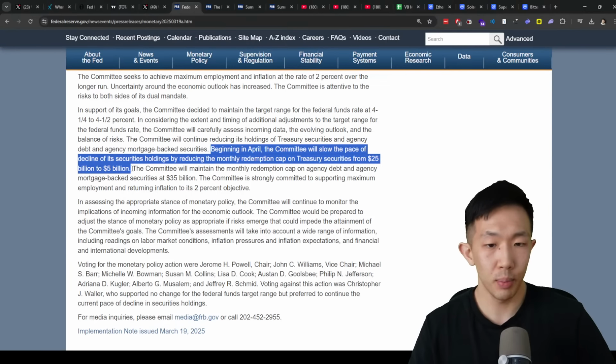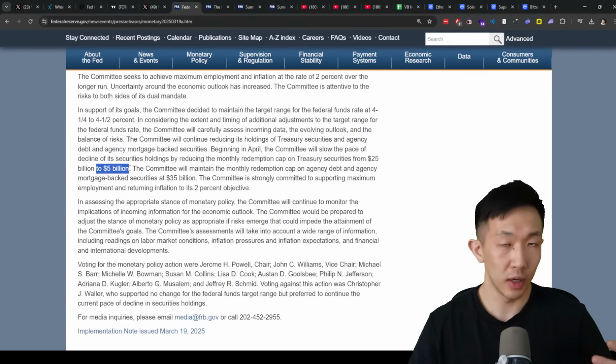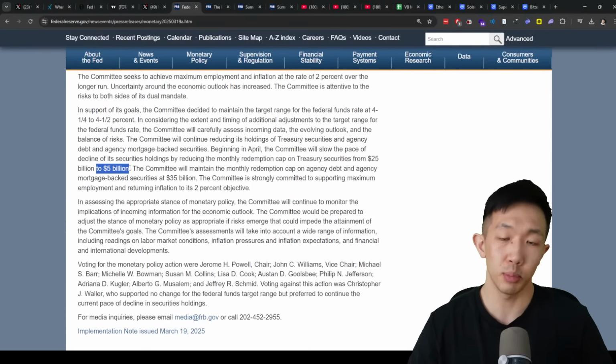However, beginning in April, the committee will slow the pace of decline of its securities holdings by reducing the monthly redemption cap. This is how much that they will let the balance sheet run off. So it used to be that they can let the balance sheet reduce up to $25 billion per month. But starting from April, they can only have it reduced by $5 billion per month. So they can only have $5 billion of sell-off per month.